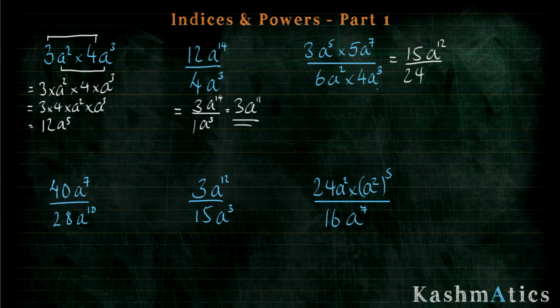a squared times a cubed. Remember, add the powers again. That's a to the power 5. And then I'd simplify the fraction. Now 15 over 24, I can divide them both by 3 to give me 5/8.